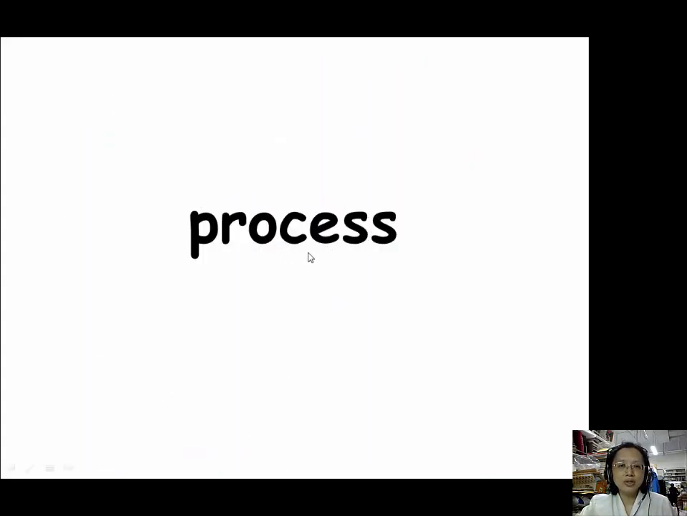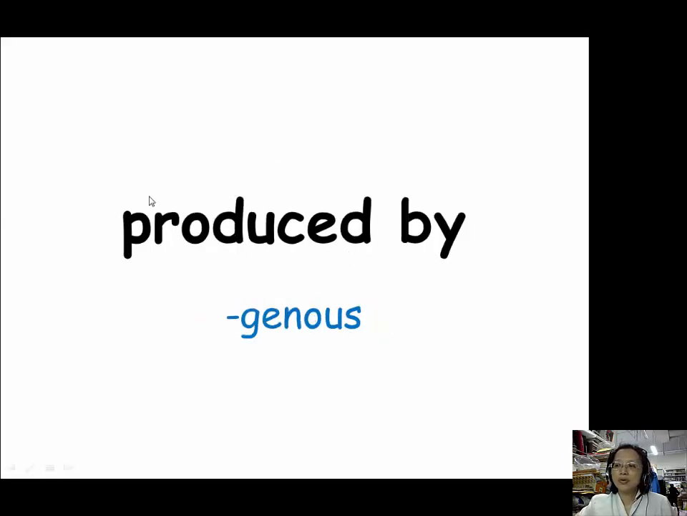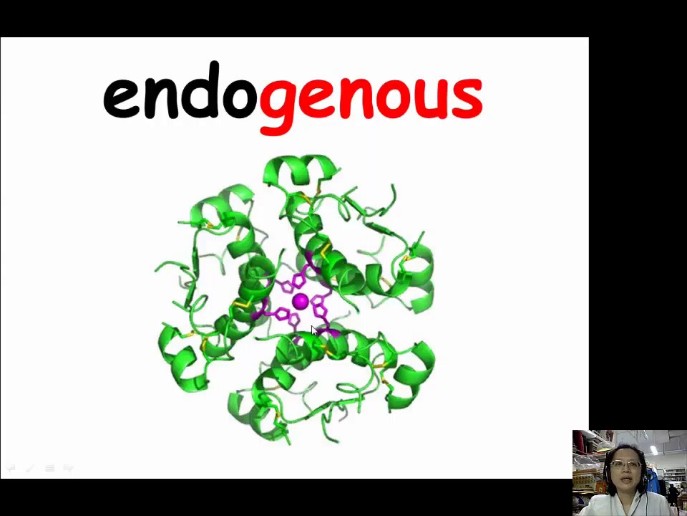Let's review what we learned. For process, usually morbid process, we have two suffixes to use, OSIS and IASIS. When we want to talk about things that are produced by something, we use the suffix genous, G-E-N-O-U-S. Let's see our example.